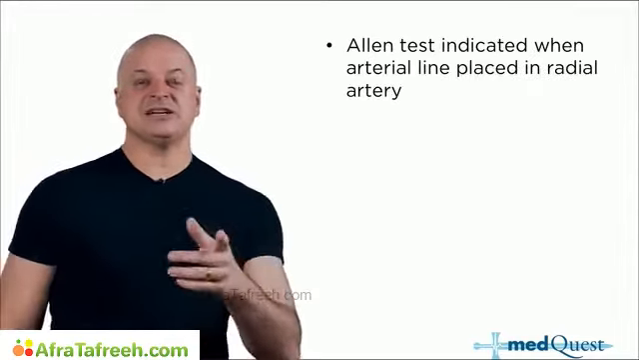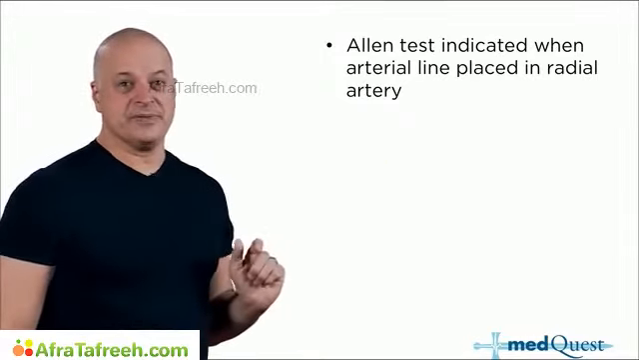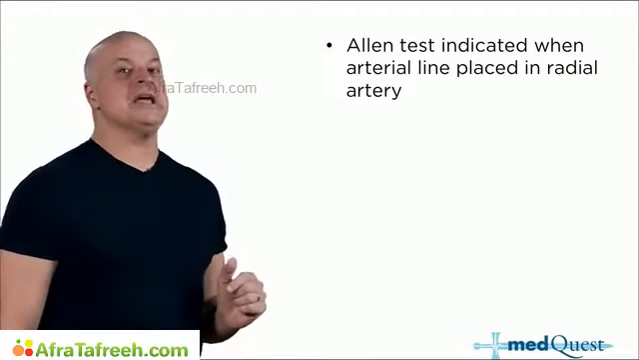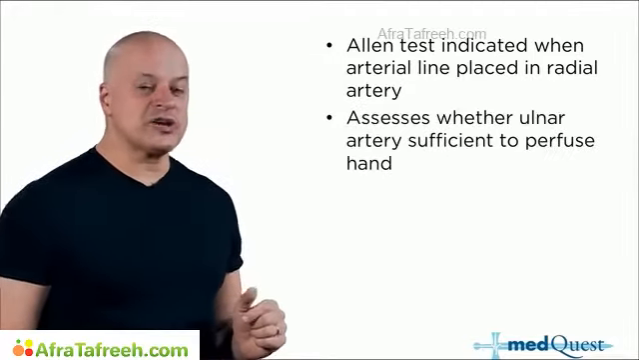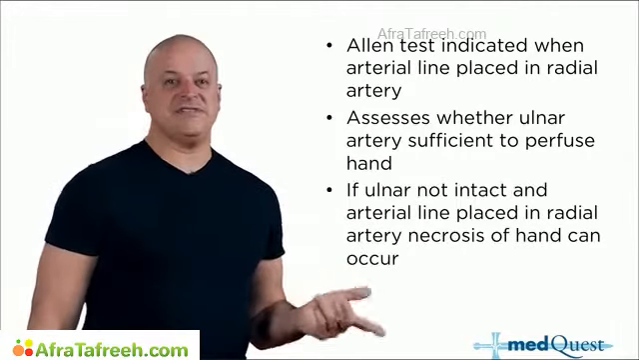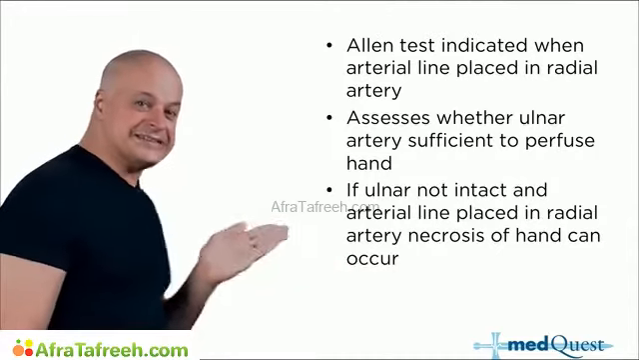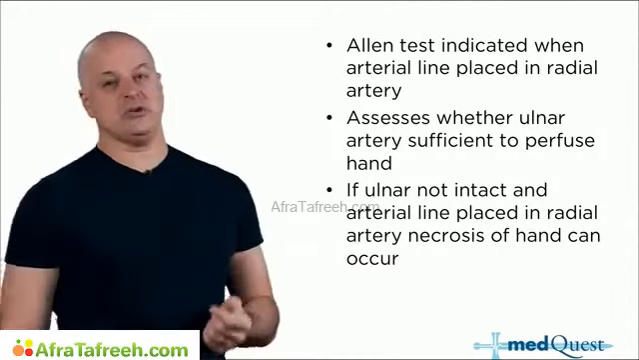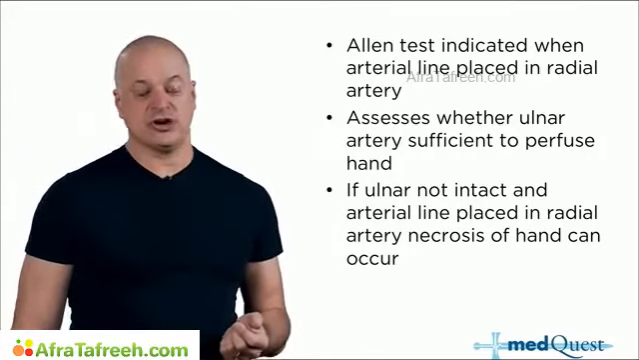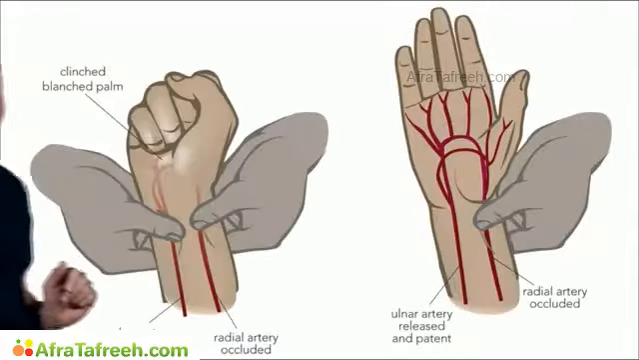Now, an Allen test is done basically to see, can I put an arterial line in? The basic science answer is to say, what is the mechanism? It looks to see ulnar artery perfusion. And it assesses whether there's an ulnar artery that's sufficient to perfuse the whole hand. If the ulnar artery is sufficient, then what will happen is that the hand will turn red when you release the ulnar side, showing perfusion, and it avoids the damage of necrosis.